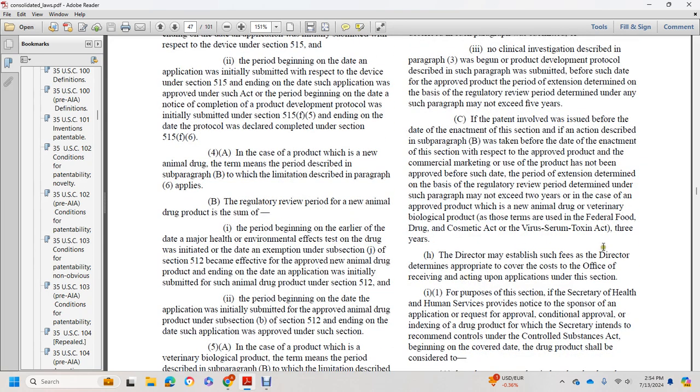The director must establish such fees if the director determines appropriate to cover the cost of the office of receiving and acting upon applications under the section.